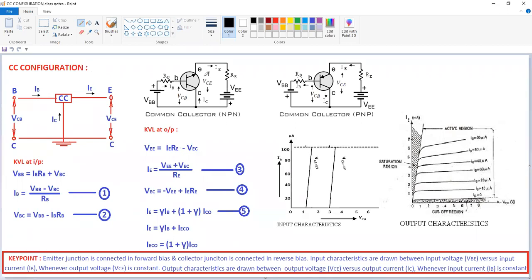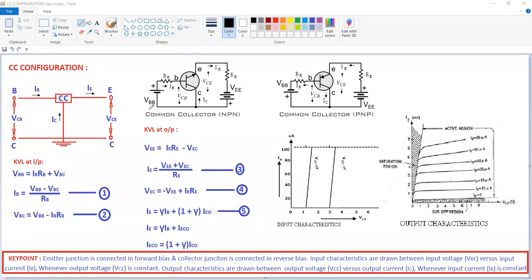Now see here, this is your common collector configuration circuit when it is connected to the NPN transistor, as well as when it is connected to the PNP transistor. Already I discussed this circuit connection in my previous class. Emitter junction is always forward bias, collector junction is always reverse bias. This N terminal is connected to the negative of your battery, so it is connected in forward bias. This P terminal is connected to the negative of your battery, so it is connected in reverse bias. So collector is connected in reverse bias, emitter is connected in forward bias. So this is its active region.